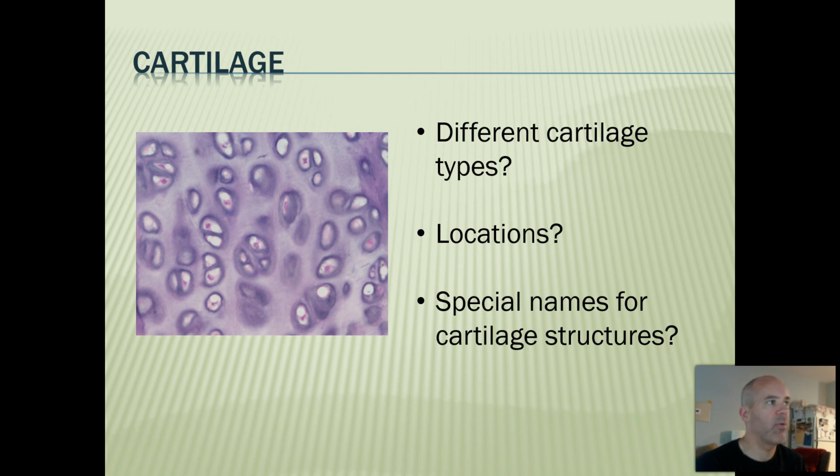All right, cartilage review. So this is a picture from your textbook of hyaline cartilage. That's the main cartilage type in the body, where you have, like on the ends of your long bones, that's an example location for hyaline cartilage. And you also have hyaline type cartilage on your ribs.